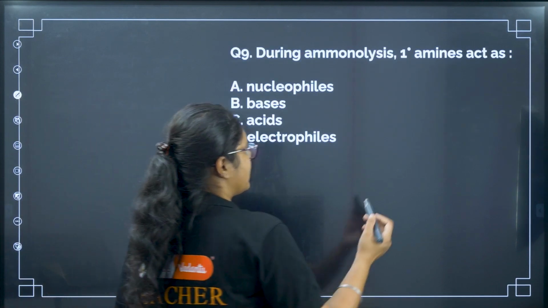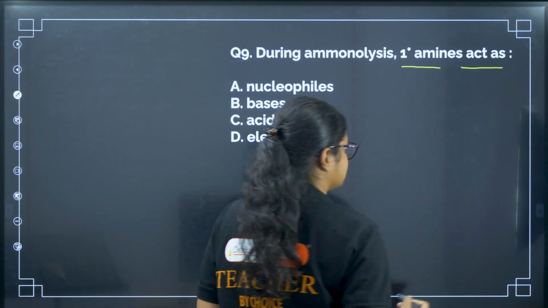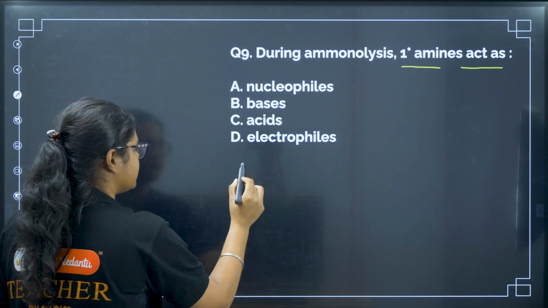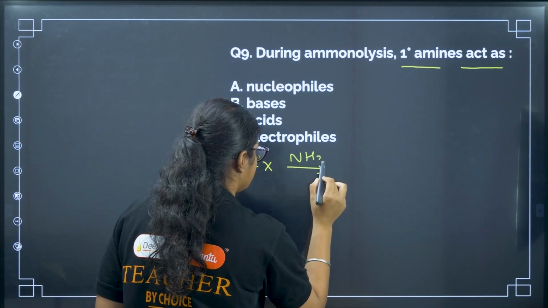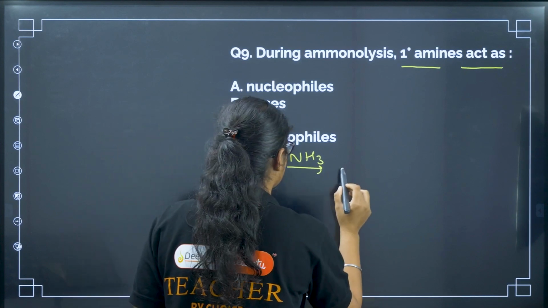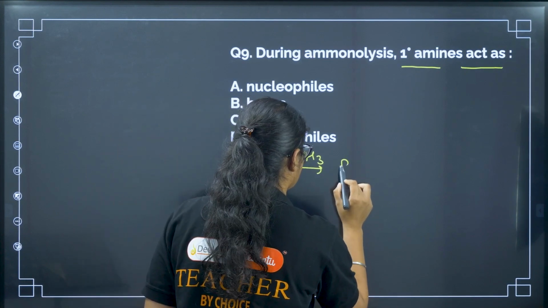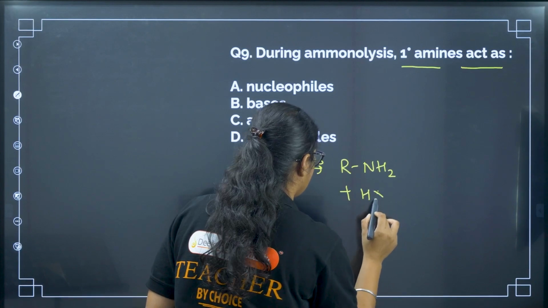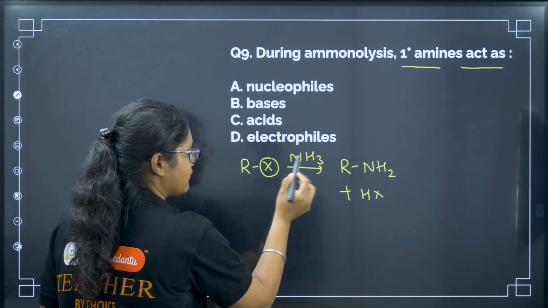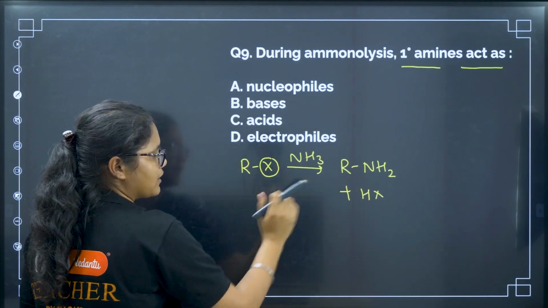Next, during ammonolysis, primary amines act as. So what happens when you first treat RX with NH3? The first product formed will be RNH2 plus HX, right? One X and one H go out, and NH2 and R combine.